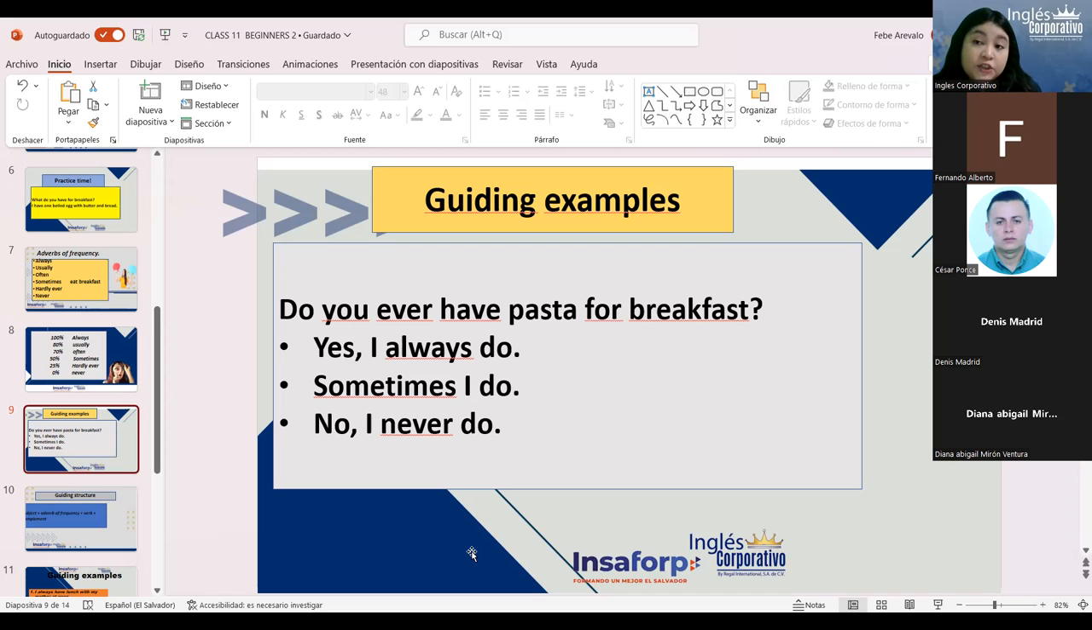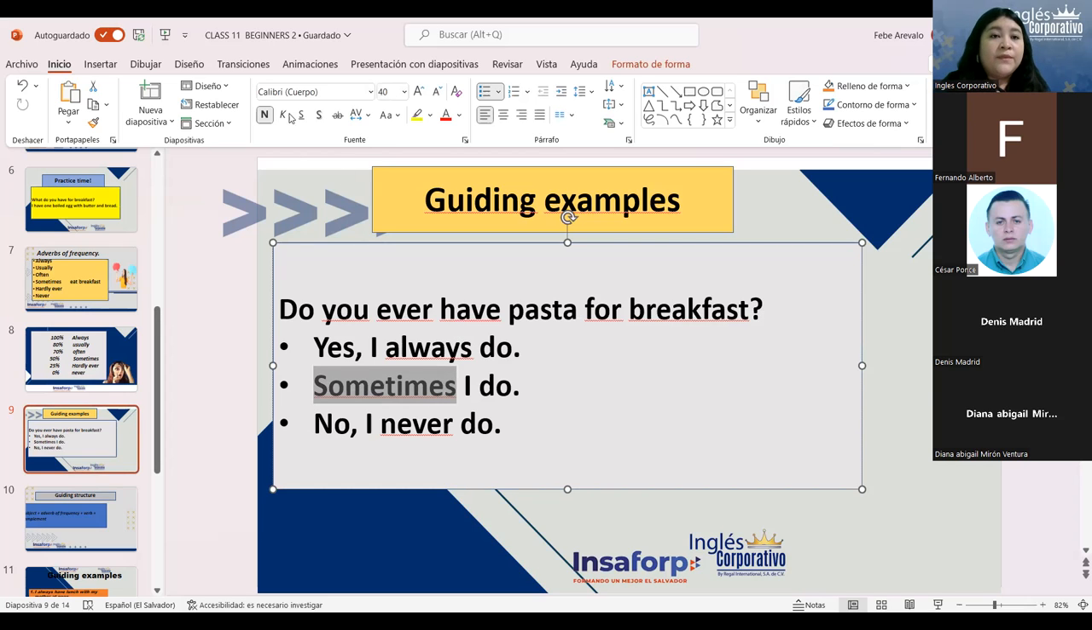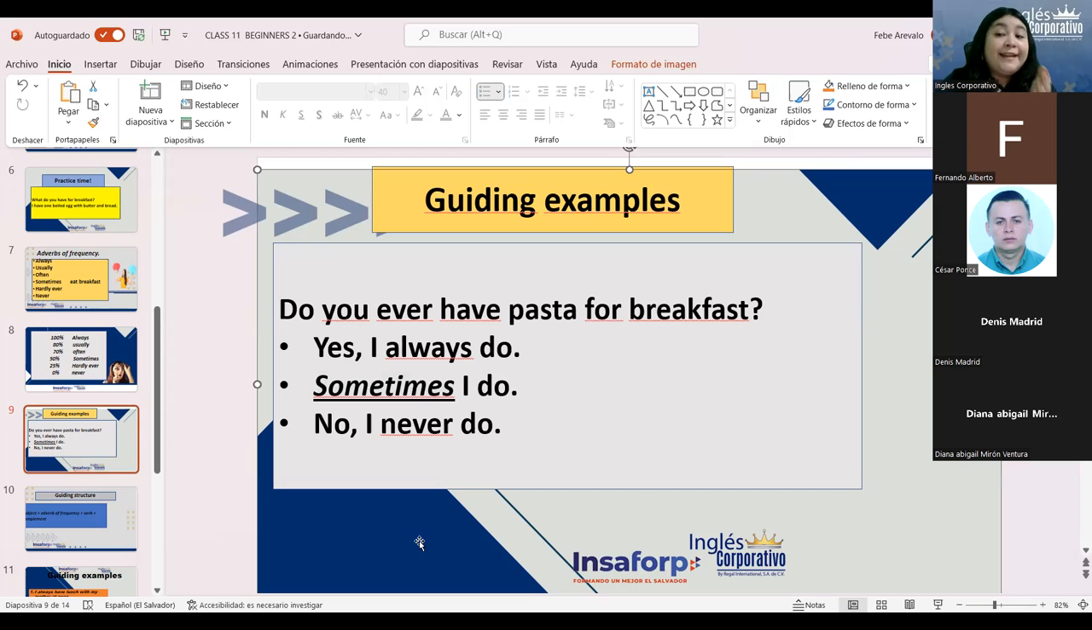But we have an exception. Tenemos una excepción. Y es sometimes. Sometimes, right? Sometimes tiene tres tipos de colocación. You are able to put it before the subject. Usted tiene permitido ponerlo antes del sujeto, como está en esta oración, sometimes I do. Lo puede poner después del sujeto, I sometimes do, right? O lo puede poner después de toda la oración.